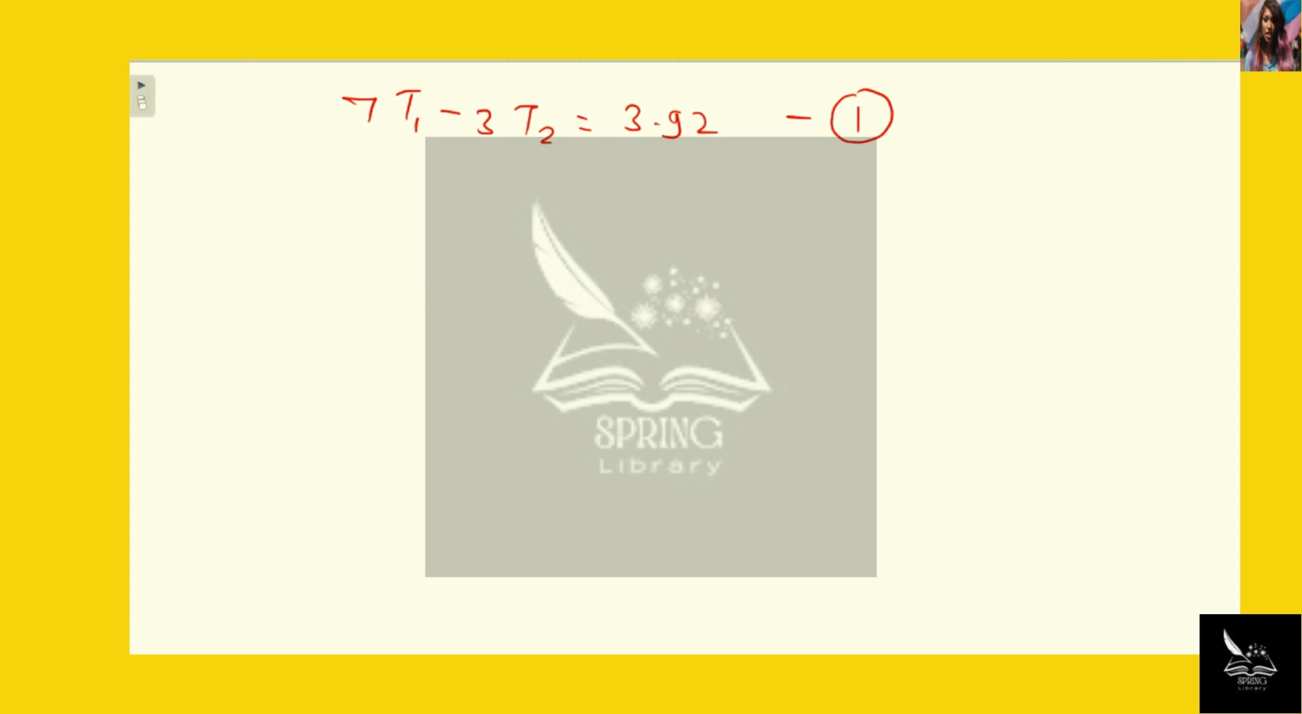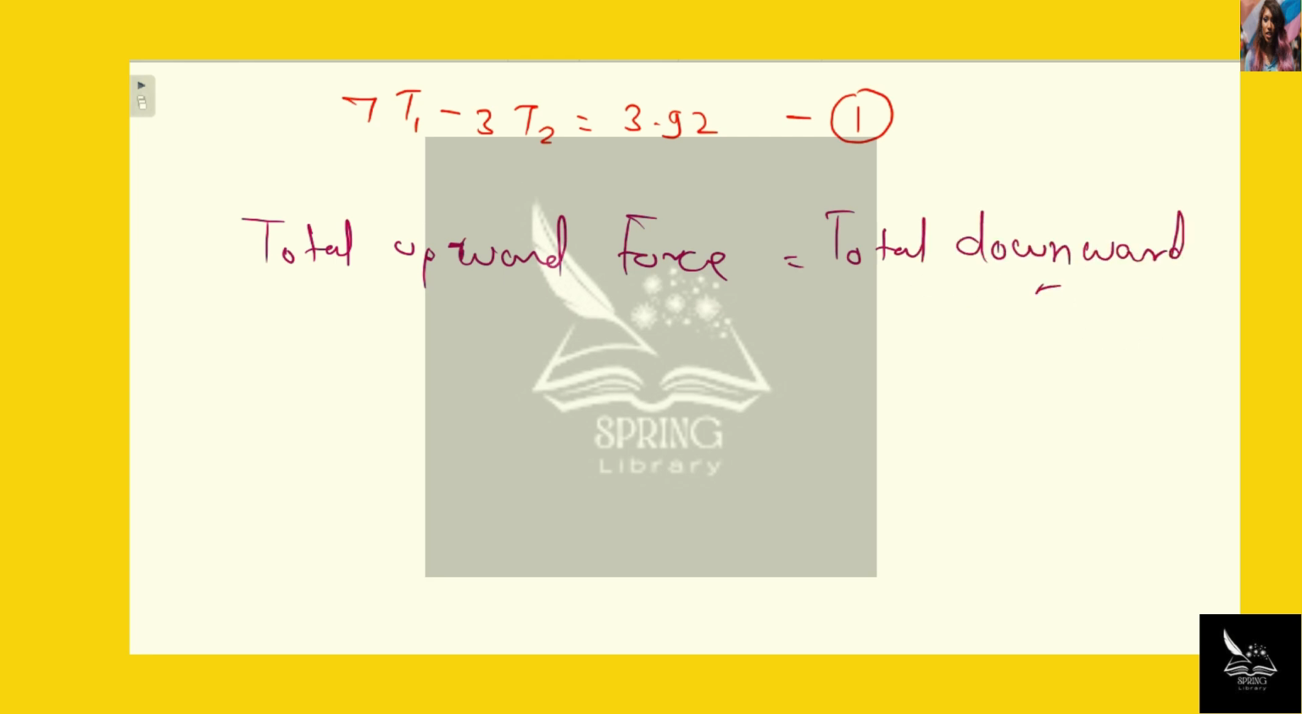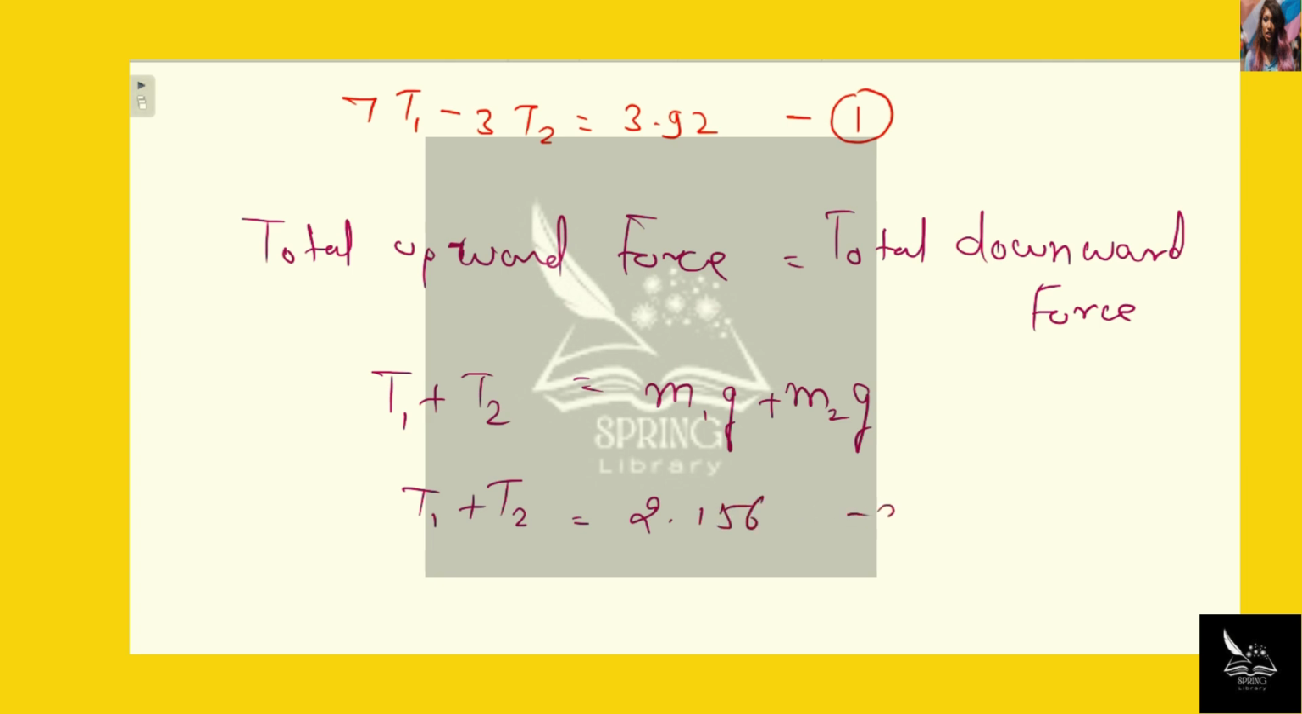Now one more equation we have to use, that is total upward force will be equal to total downward force. So the total upward force is T1 plus T2, and the total downward force is m1g plus m2g. So from here put the value of m1 and m2, we get T1 plus T2 is equal to 2.156. This is our equation 2.